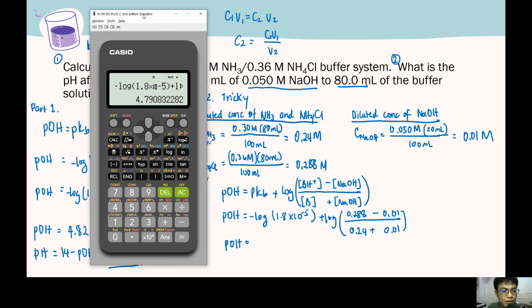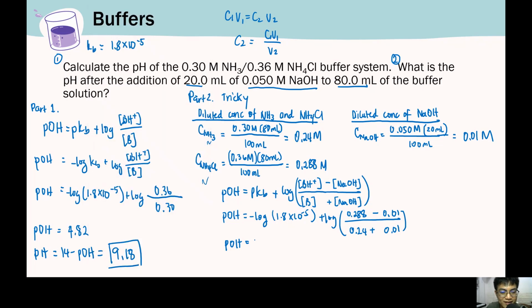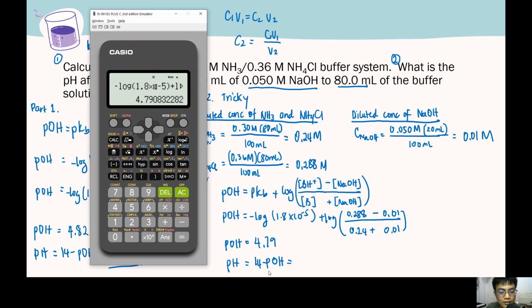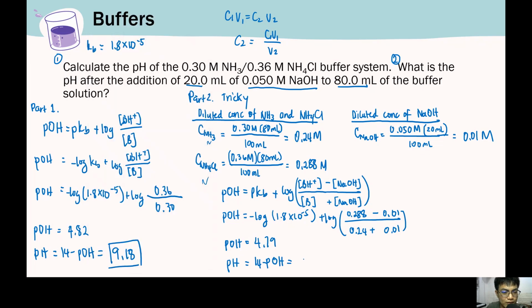So this is now the pOH. Sorry, my throat hurts. So it's 4.79, and the pH is just 14 minus pOH, and that will be 14 minus the pOH, 9.21.